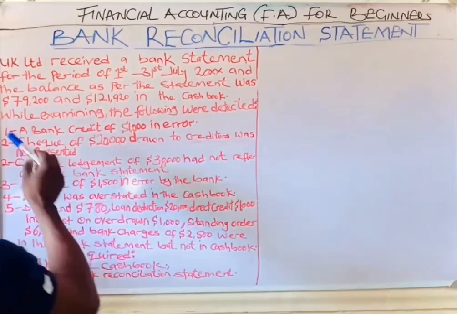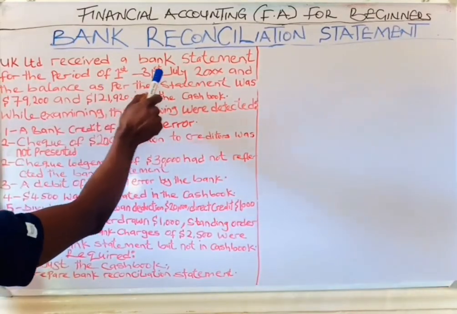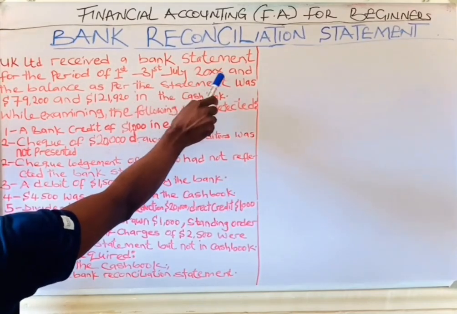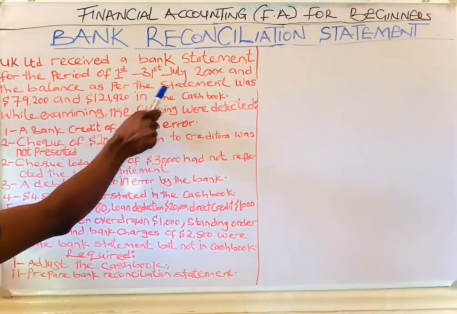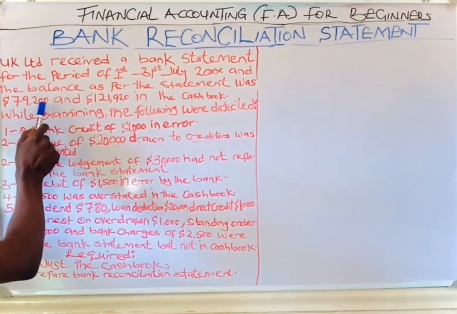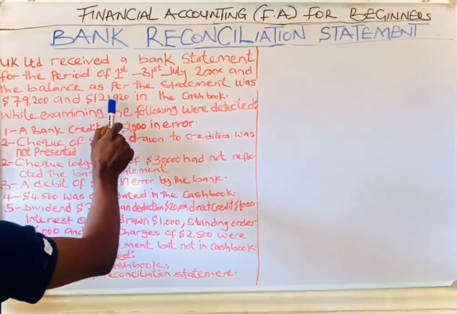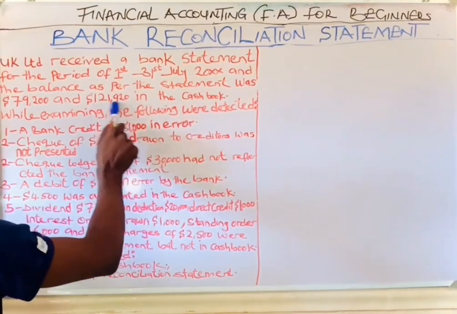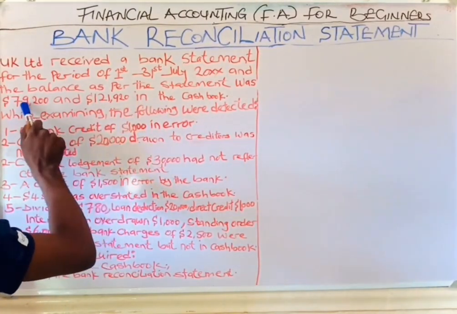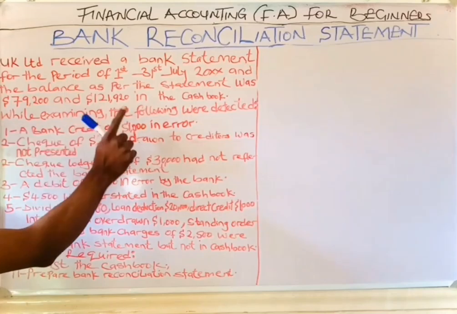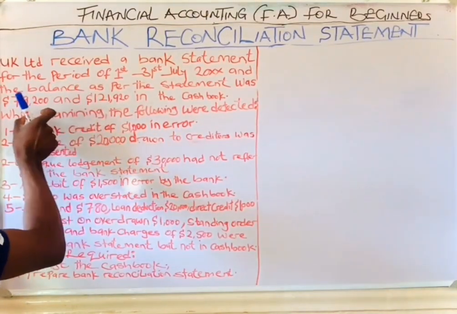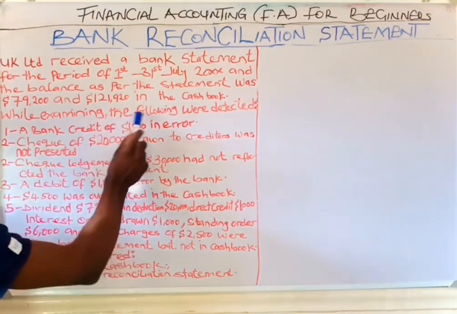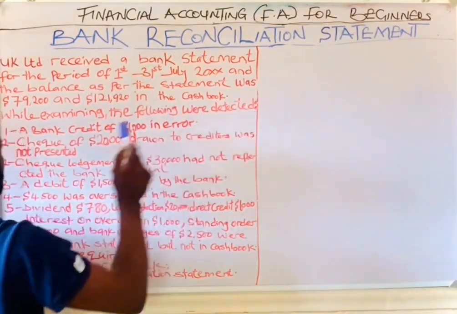As you can see, UK Limited received a bank statement for the period of 1st to 31st July 2018, and the balance as per the statement was $79,200 and $121,920 in the cash book. The balance in the cash book and the balance in the bank statement did not agree. They're supposed to have agreed, but they did not. So while examining, the following were detected.